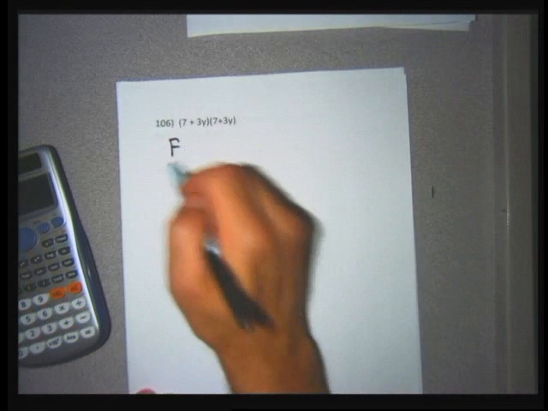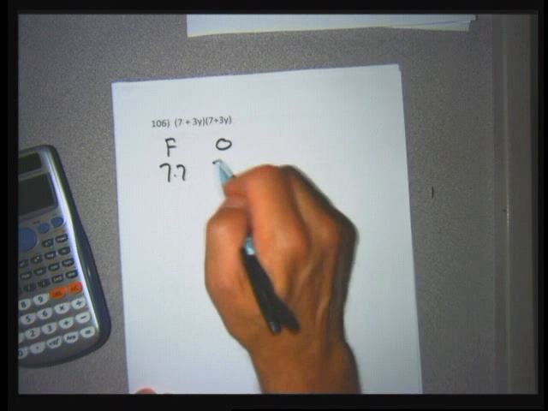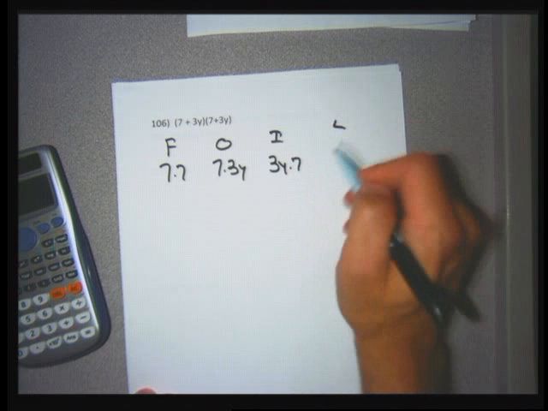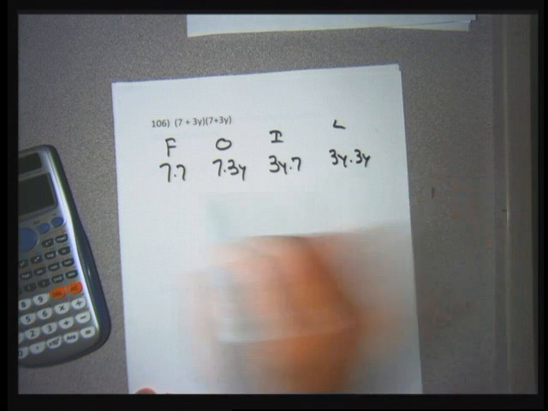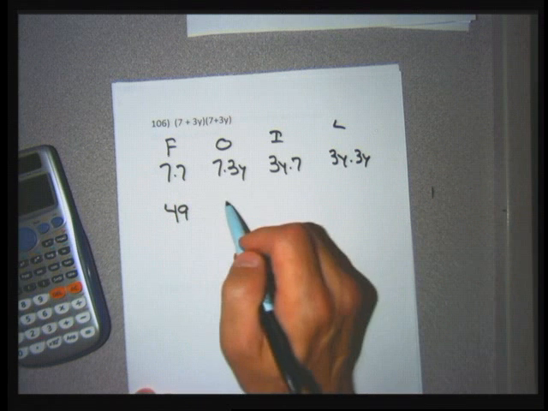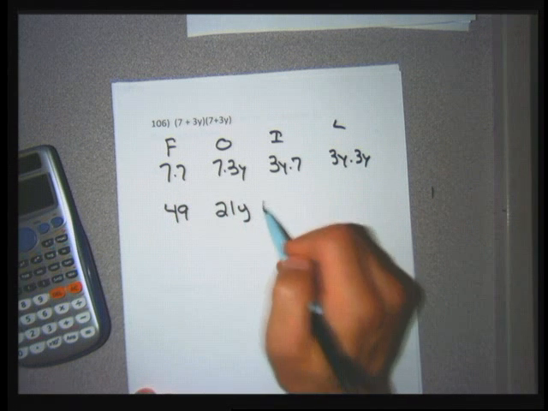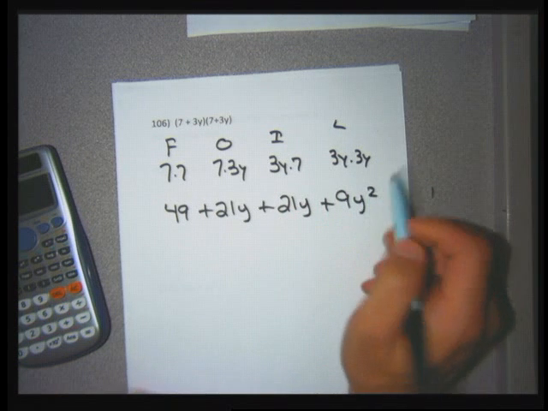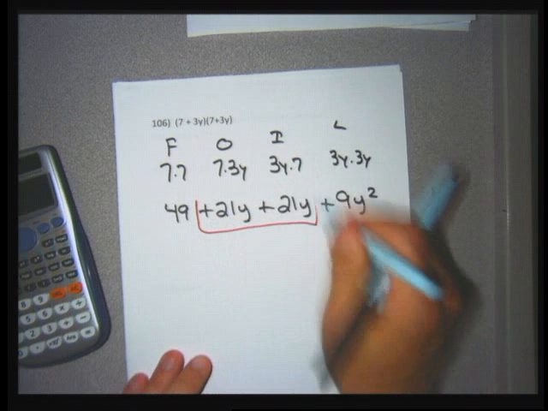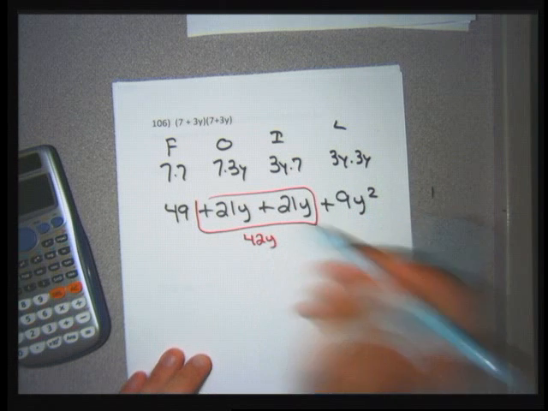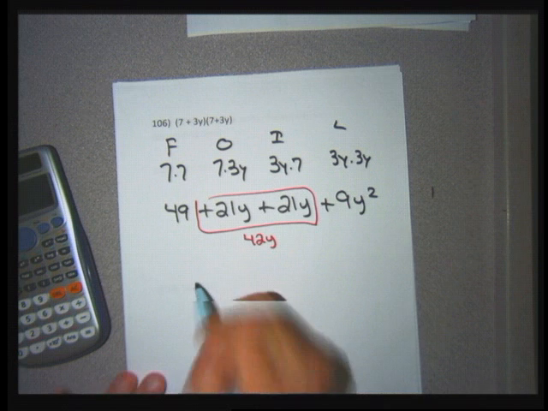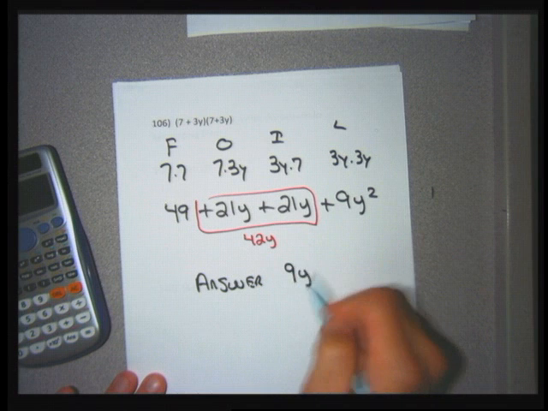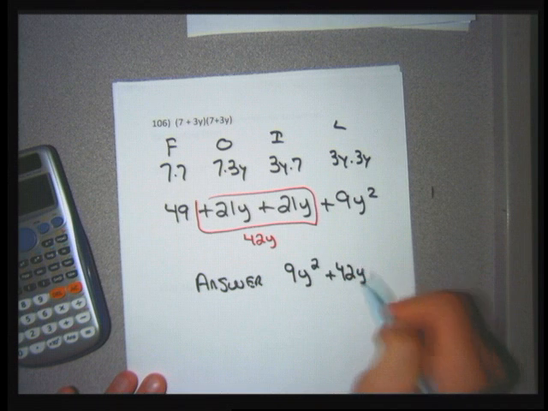106. First, 7 times 7. Outers, 7 times 3y. Inners, 3y times 7. Last, 3y times 3y. Firsts are 49. Outers are positive 21y. Inners are positive 21y. Last is 9y squared. I'm going to add these together to get 42y, and write things in a nice order, meaning the 9y squared is written first. So for my answer, I get 9y squared plus 42y plus 49.